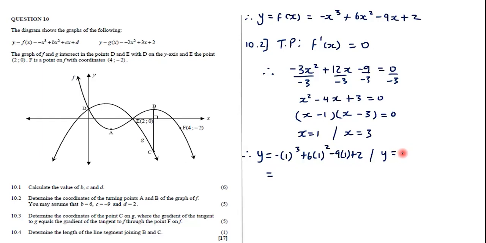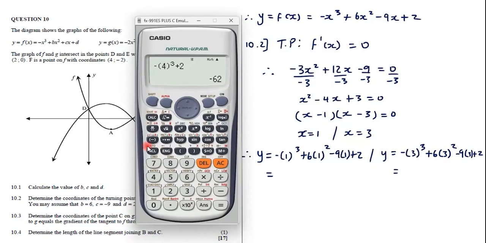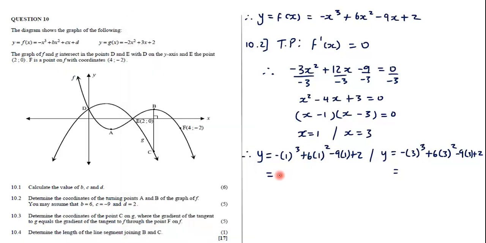We're going to do the same thing on the side: minus 3 cubed plus 6 times 3 squared minus 9 times 3 plus 2. All right, let's take out the calculator and do the first one. The first one is minus 1 cubed plus 6 times 1 squared minus 9 times 1 plus 2. Then the answer is going to be minus 2. So basically the point for 1 has a y value of minus 2.